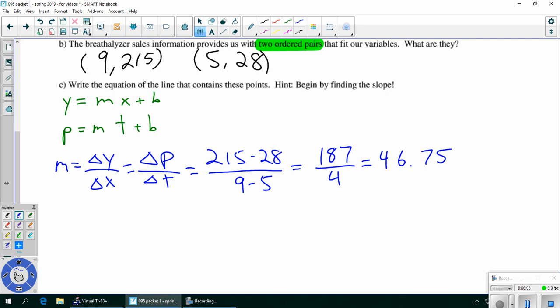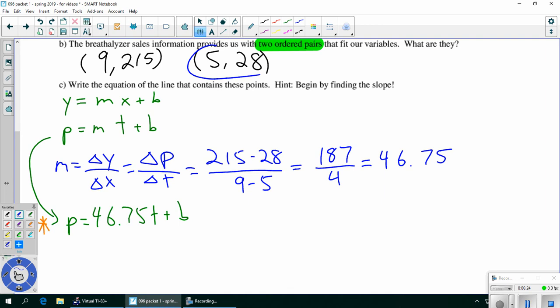Yeah, so that is the slope, and then we're going to plug that into our equation right here. P equals 46.75 t plus b. I like putting a star next to that one because we're going to come back to that one once we figured out the value of b. So we're going to plug in the coordinates of either of our points. We've got 2 of them up there. Either one is fine. I've got smaller numbers in this one, so I'm just going to use that one.